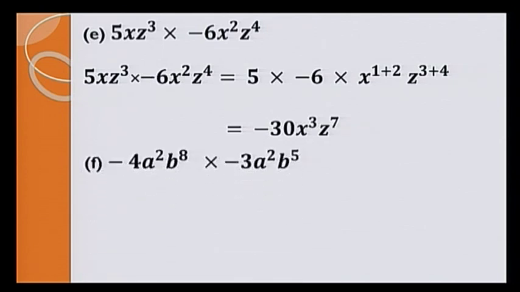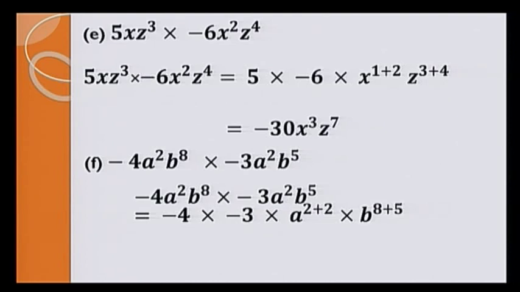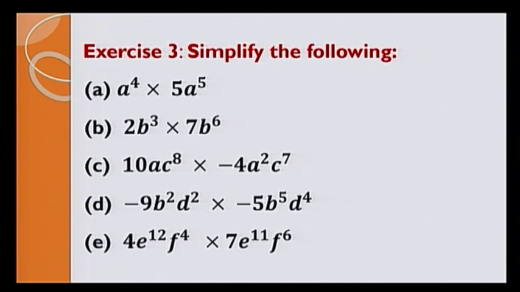Next example, minus 4a square b to the power of 8 multiplied by minus 3a square b to the power of 5. Again, we are going to group the numbers together, the variable a and the variable b. The answer is 12a to the power of 4, b to the power of 13. Here is an exercise for you to practice.